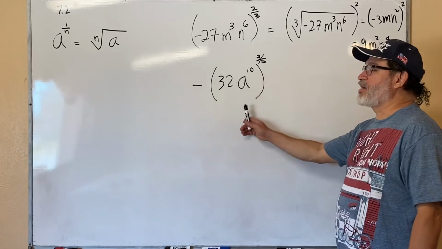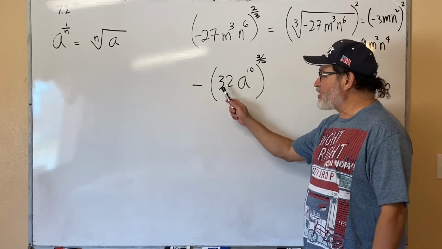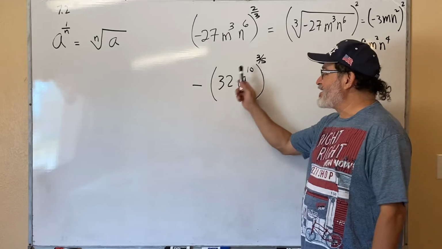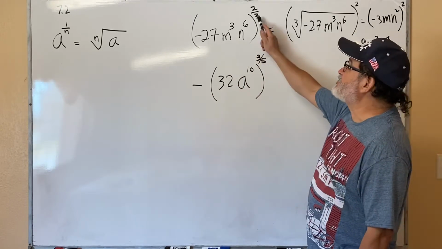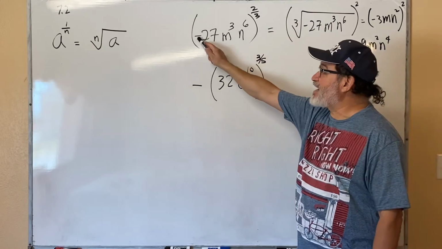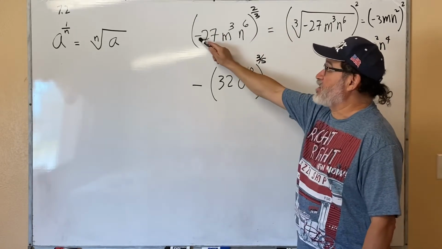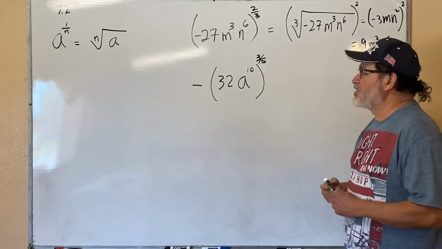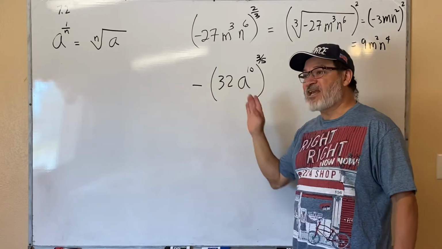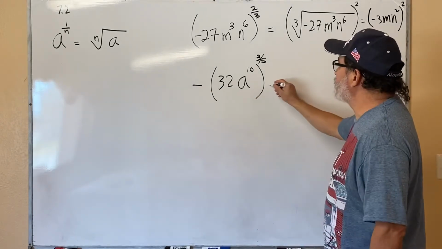How about this one? Note this negative is not within parentheses, so therefore this power does not apply to this negative. This power does apply to the negative within parentheses, and all of this, including that negative, is raised to the 2/3 power. But not this negative. This negative is outside. Okay, no problem.